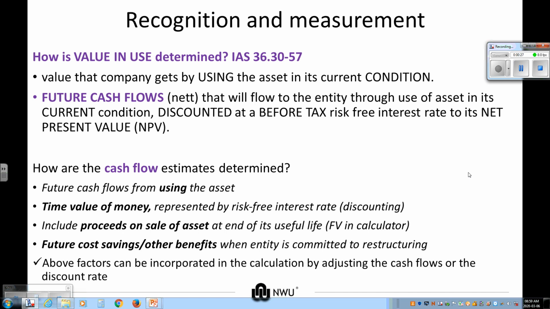It's the value that the company gets by using the asset in its current condition, whereas the fair value less cost to sell will be a market-based measurement. So how will we calculate value in use? We will look at the future cash flows, and we will discount the future cash flows with before tax interest rate to calculate the net present value. We will compare that to our fair value less cost to sell, and then we will use the higher of the two as our recoverable amount.